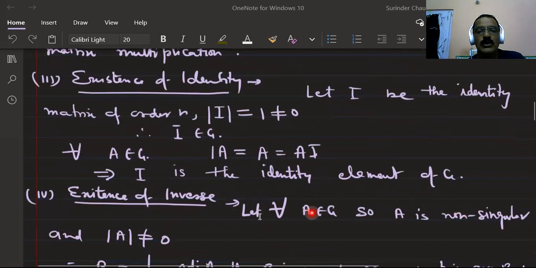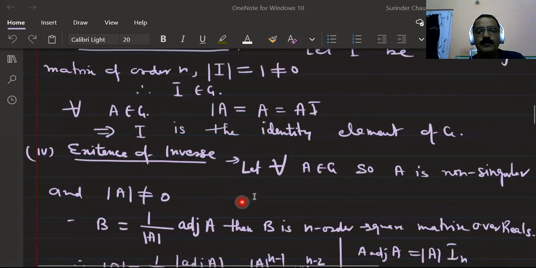This implies I is the identity matrix of G. So existence of inverse element. Let A belong to G, so A is non-singular. That is, non-singular means determinant is not equal to 0.